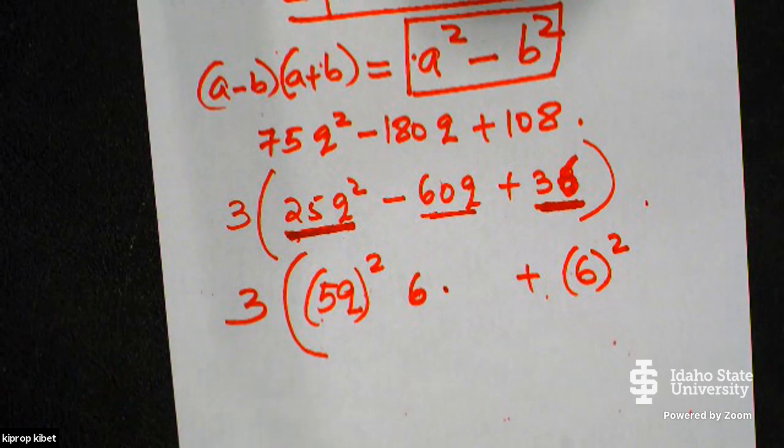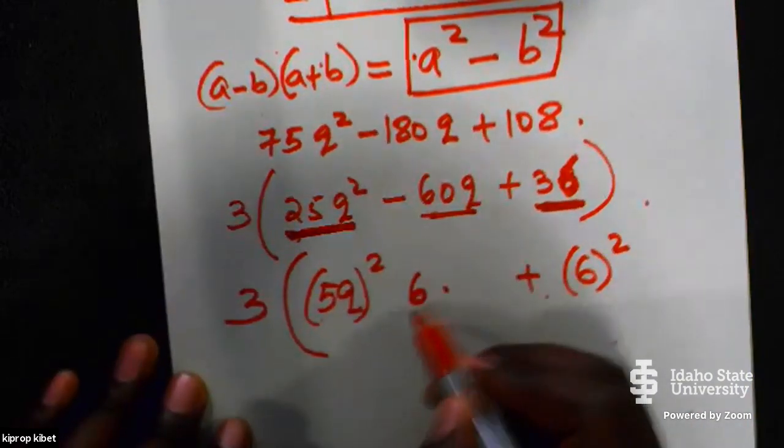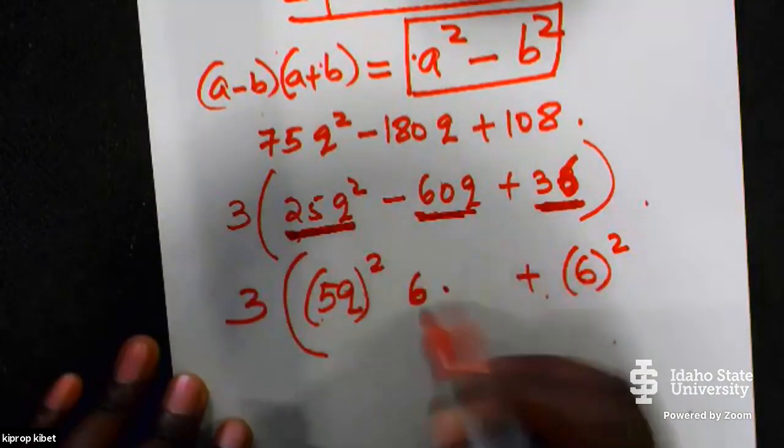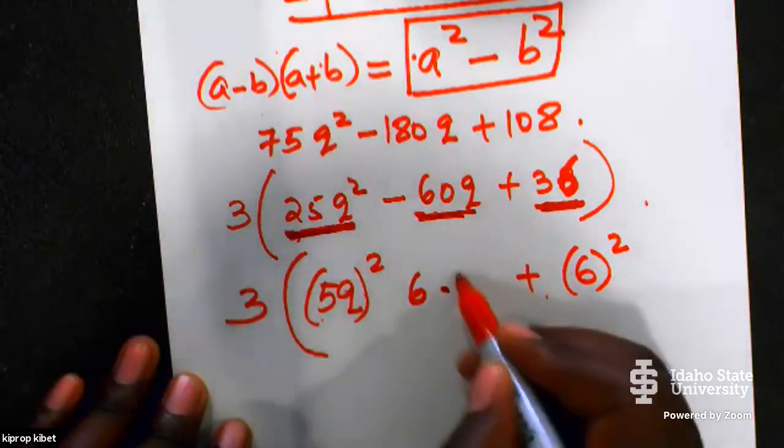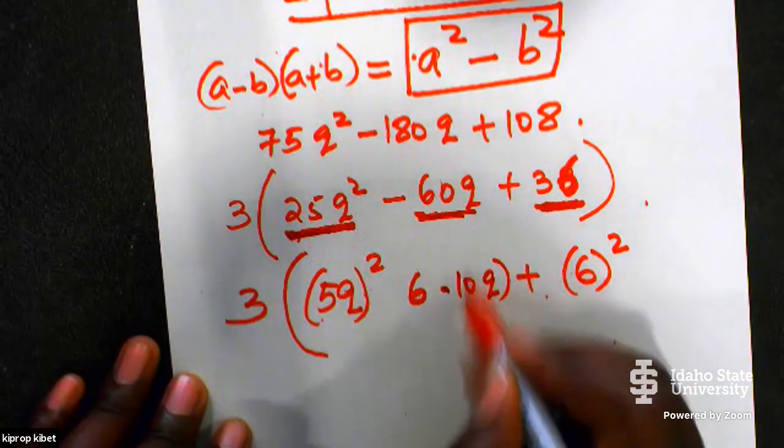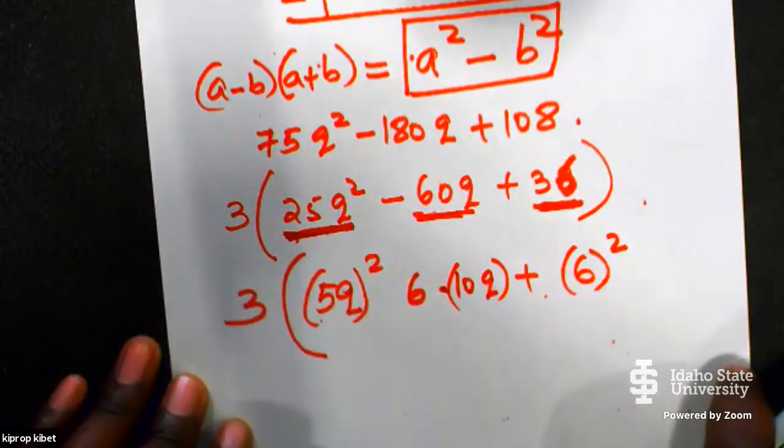So what will you multiply there to get 60 there? Negative 10q. So when you multiply here, then it will be 6, and then we have the 10q there, right? Okay?